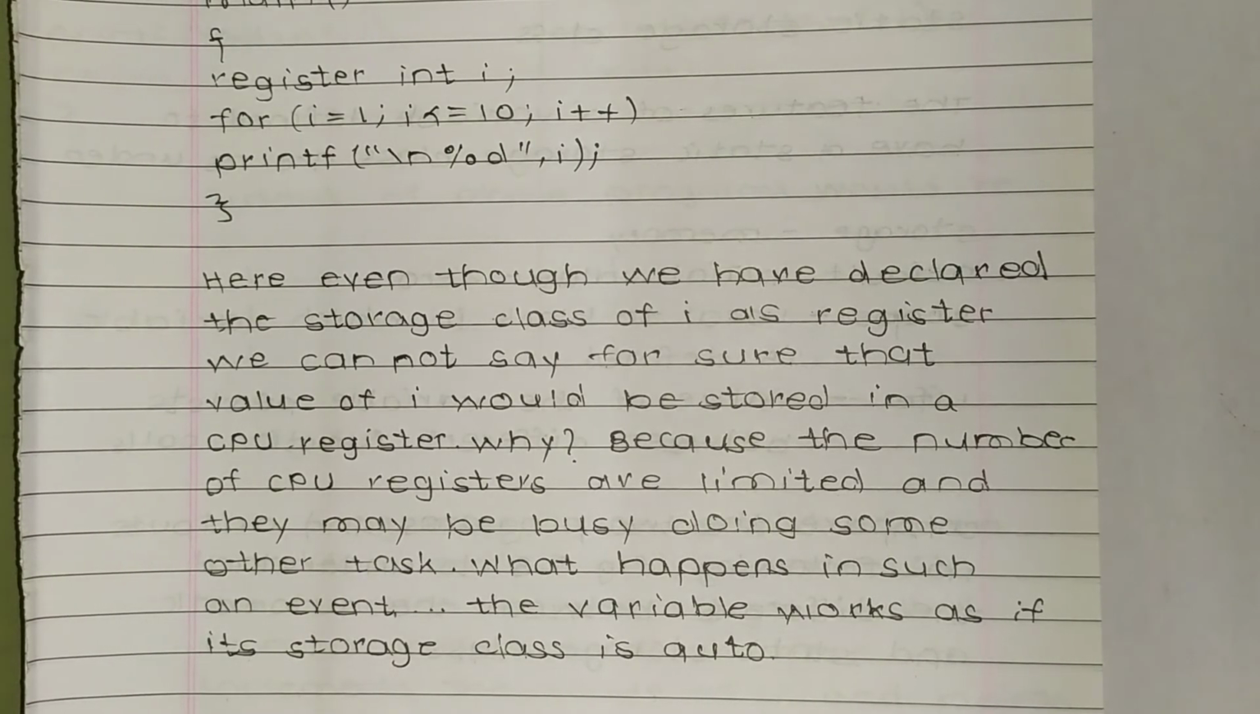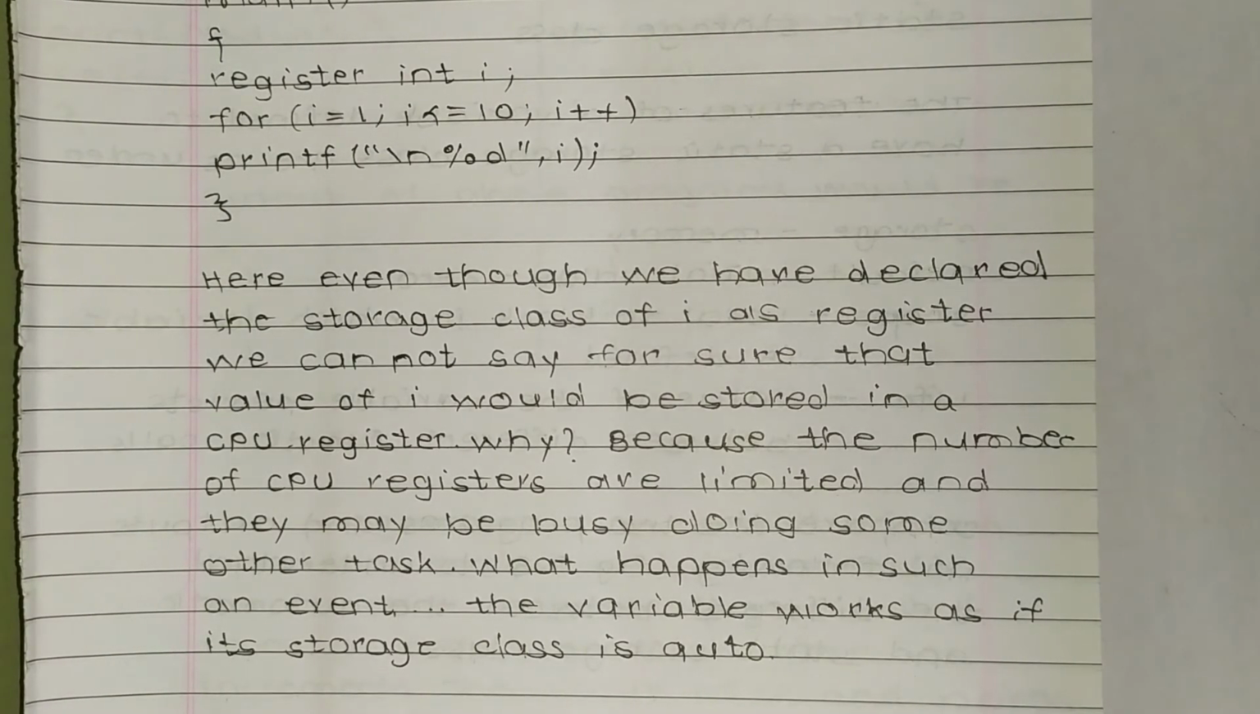What happens in such an event? The variable works as if its storage class is auto.